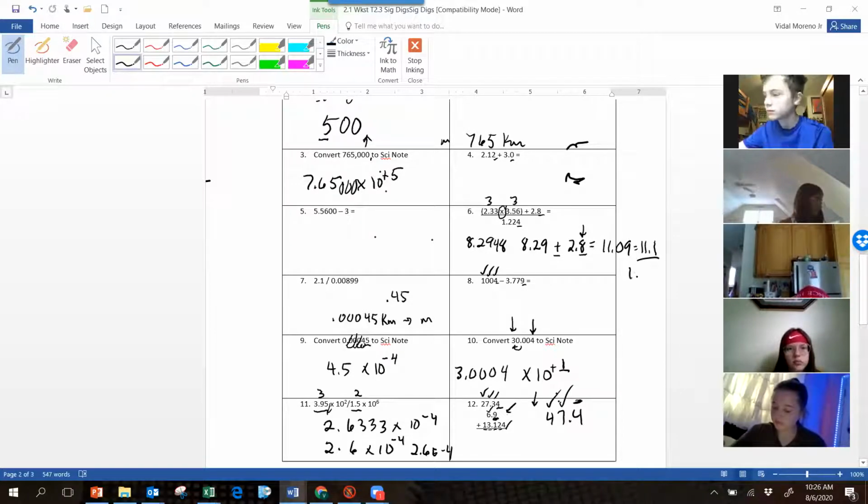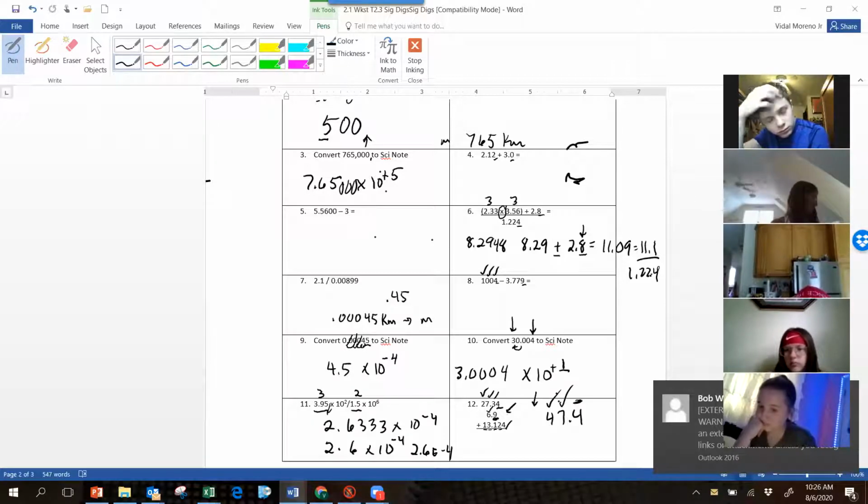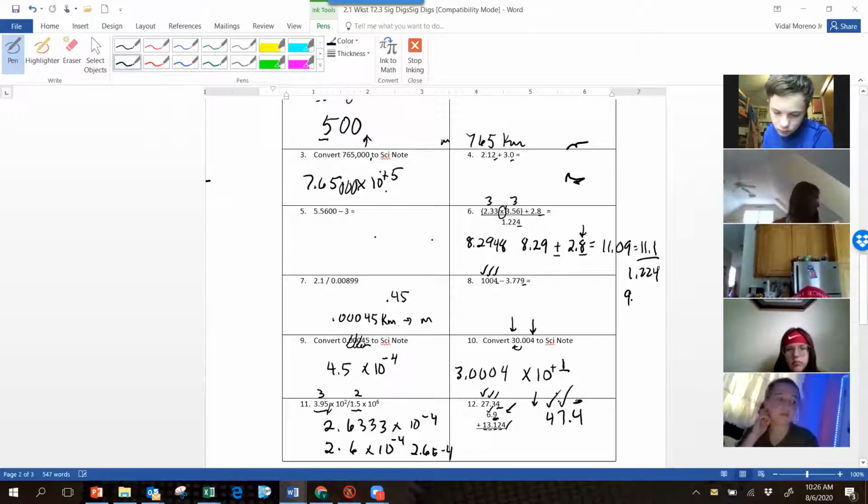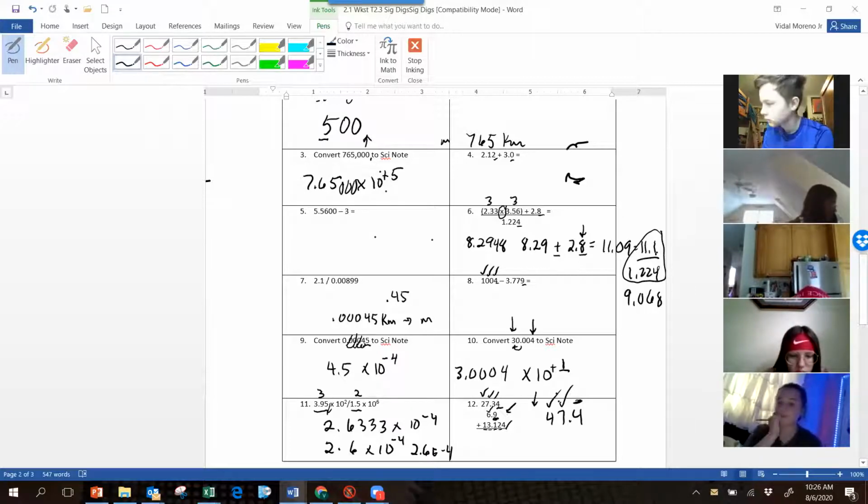Divided by 1.224. 9.06862, and so on. But when you are dividing or multiplying, you go with your lowest number of sig digs, not decimal places. This has 3, this has 4, so it needs to be 9.07. You see that? Because you rounded up.